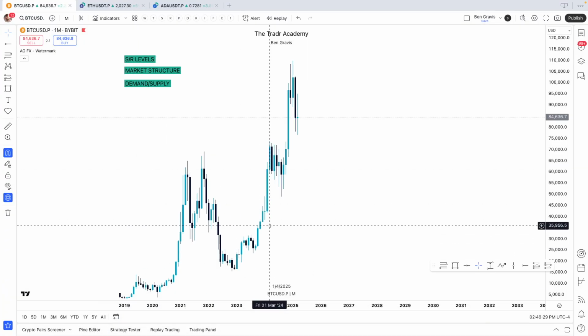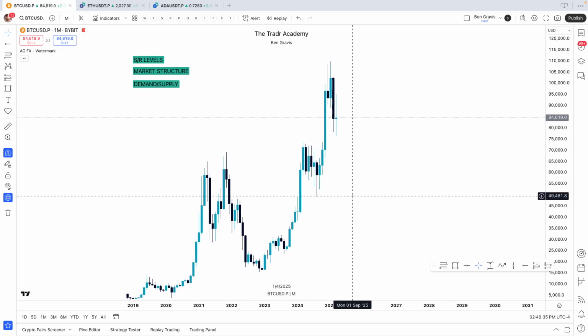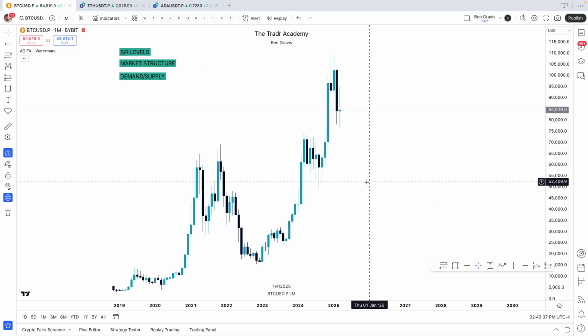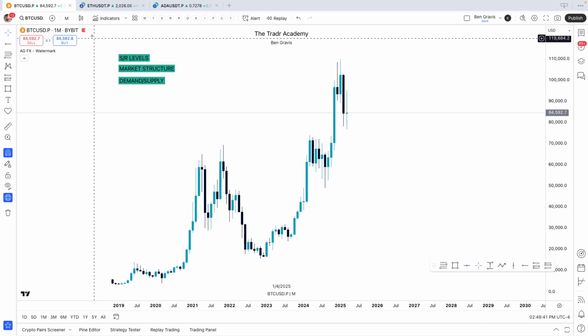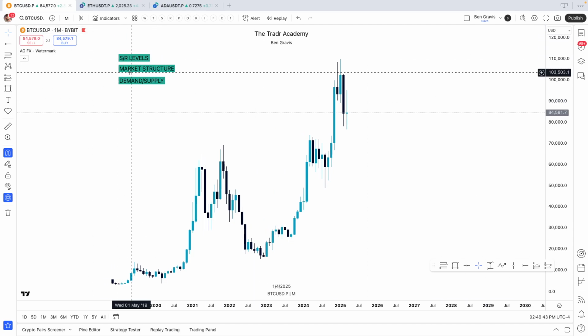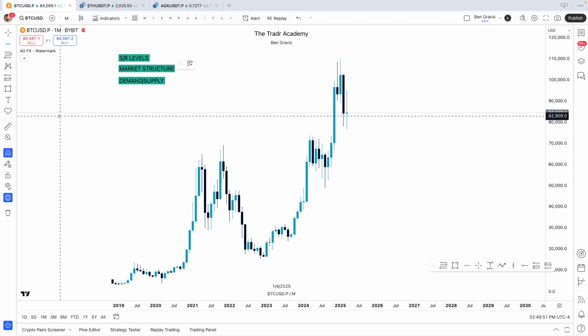Okay, so in this lesson, I will explain demand and supply using SR levels and market structure. This is a very useful technique to tackle these markets. I'm currently on the monthly chart, but it's better to start on the weekly for other charts. I first start with SR levels. That's basically a level that has been tested as support, but also as resistance.